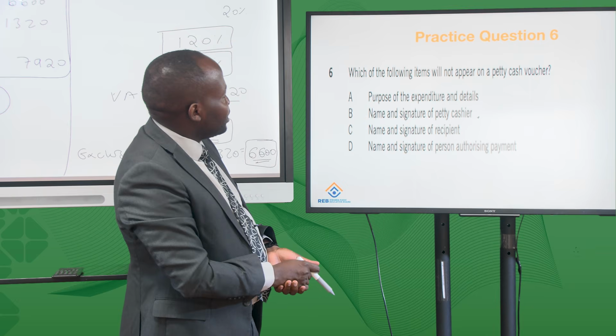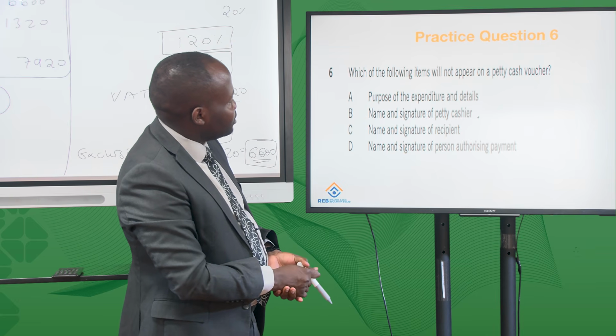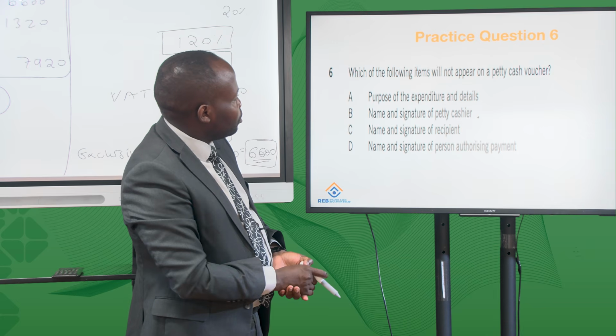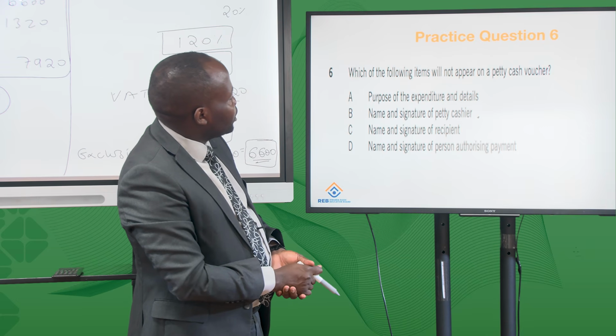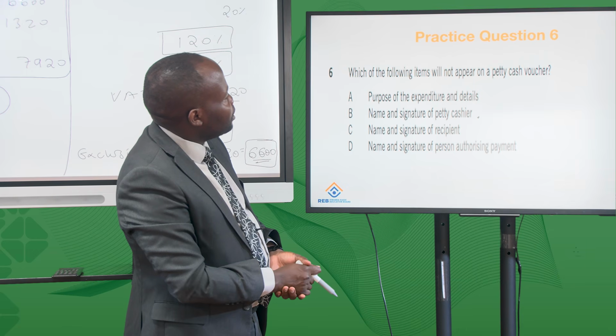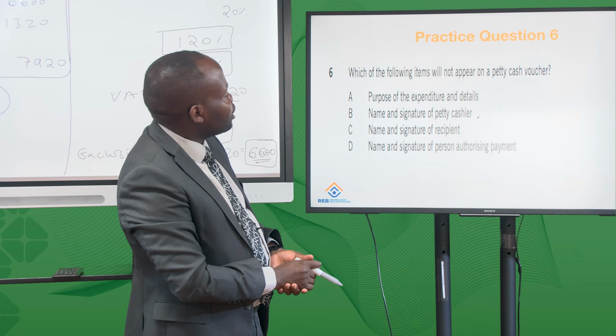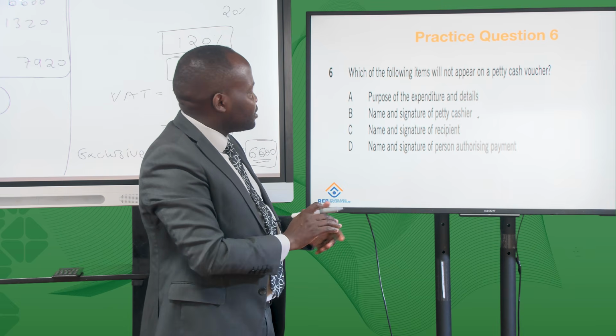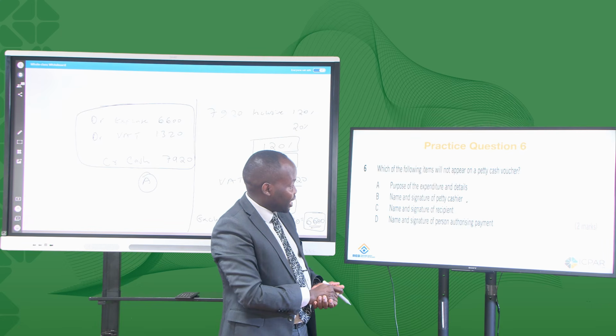And name and signature of the recipient. And name and signature of the person authorizing payment. So which one will not appear? Name and signature of the petty cashier. Purpose of the expenditure and details will appear. Name and signature of the petty cashier, I'll come back to that.